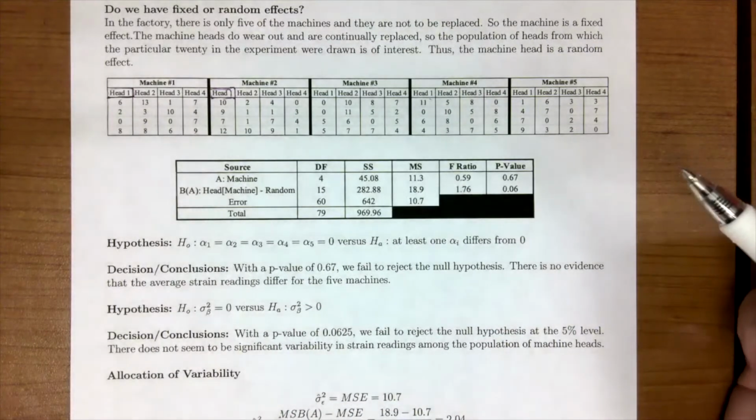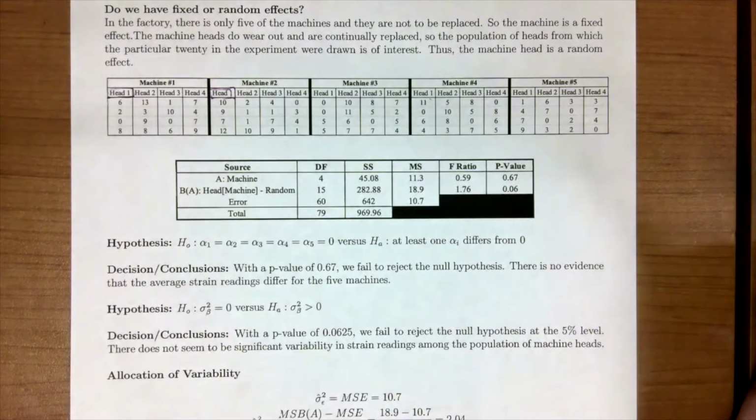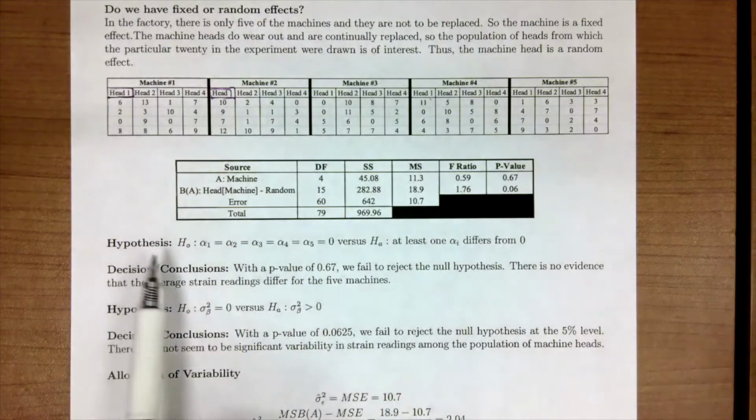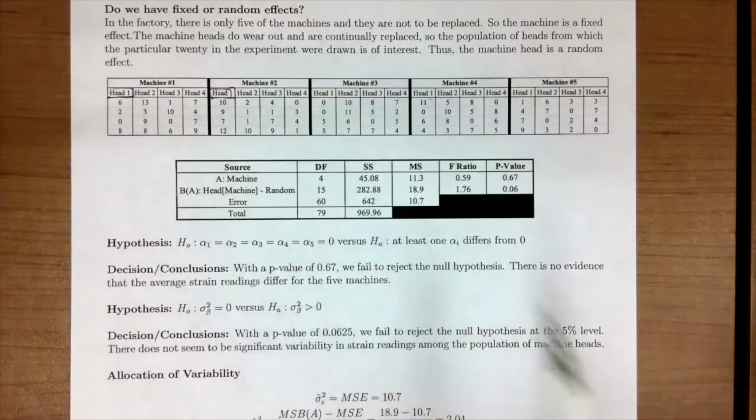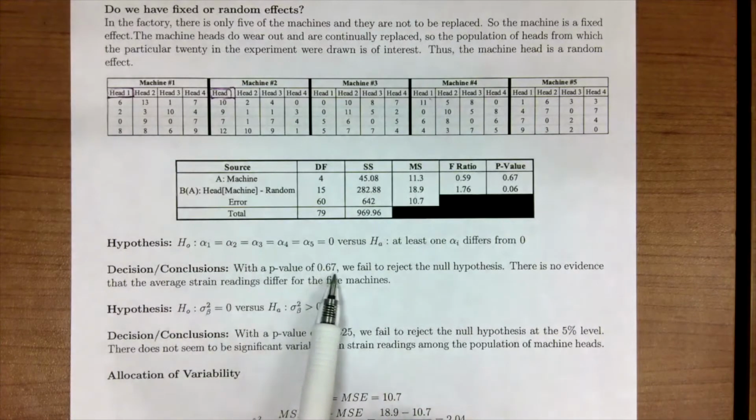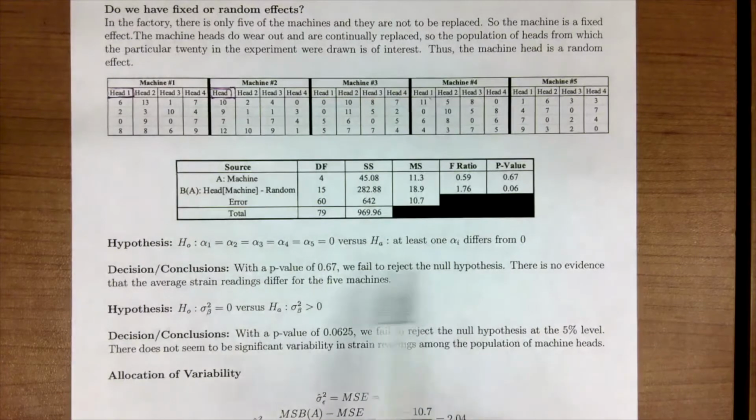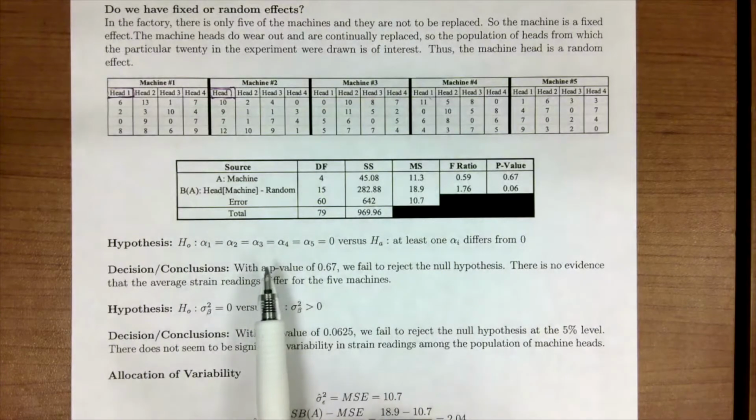Maybe the first thing that we're interested in is testing if there's a difference between our machines. So we can write out our hypotheses like this, where we're looking at whether there is a difference between our machines. With a p-value of 0.067, we're going to fail to reject our null. So we're going to say that there's no evidence that the average strand reading differs for the 5 machines.